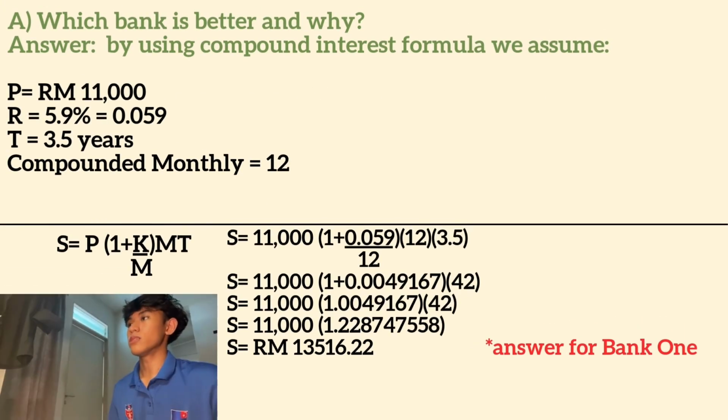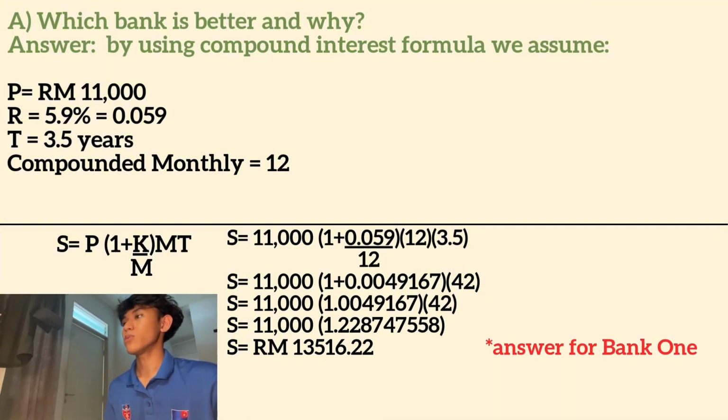The first question is, which bank is better and why? Before we start, we need to find the P, R, T and the compounded monthly. So P is RM11,000, R is 5.9% and turn it into decimal, which is 0.059. The T is 3.5 years and compounded monthly is 12.